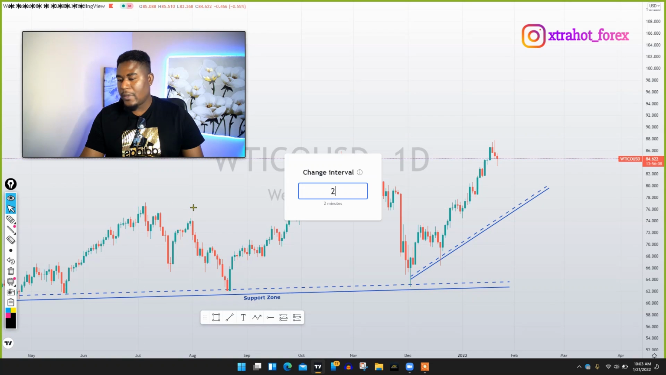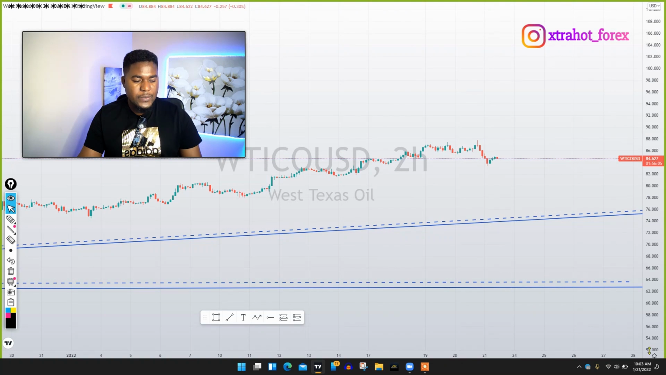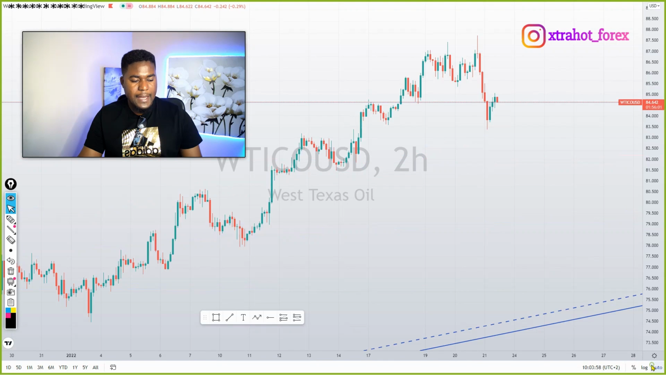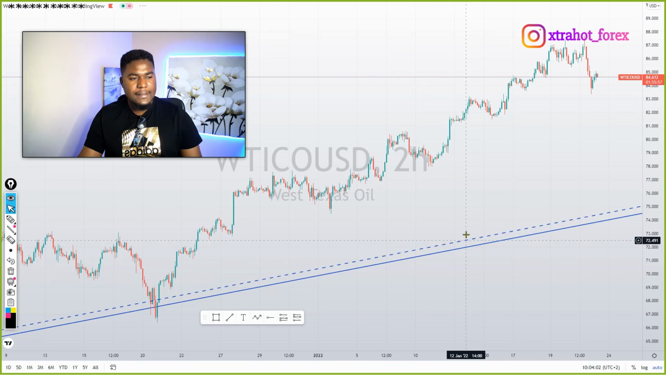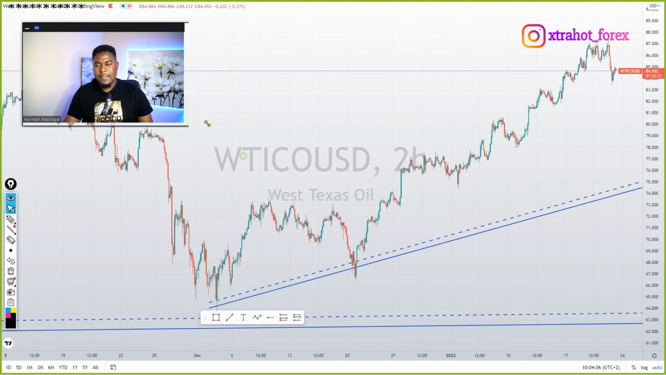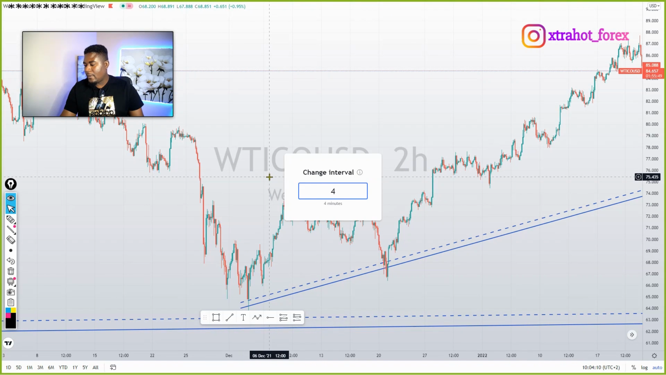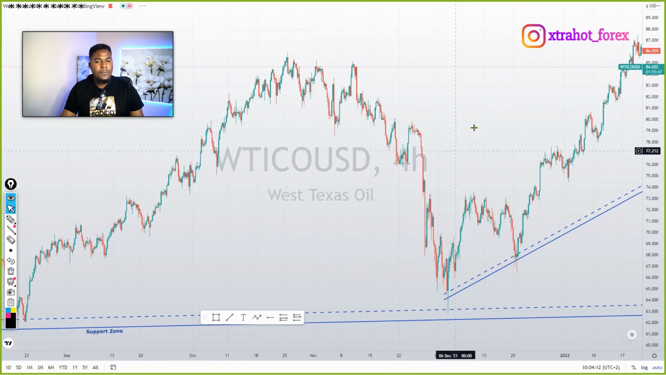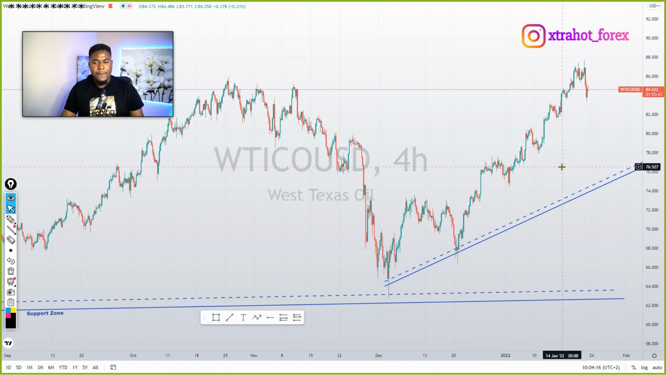Let's check on 2 hours. We need to see if it's giving us that retest, or maybe it's something else. Let me just reduce this. Sorry, let's start with the 4-hour time frame. On this 4-hour time frame, the aim is for me to draw this resistance line.